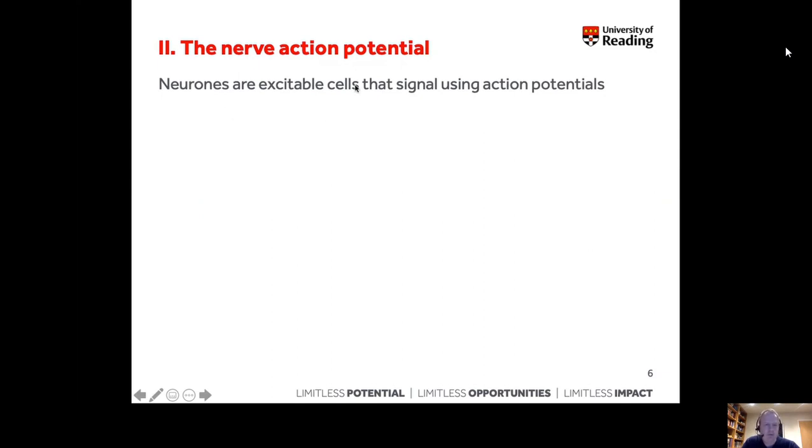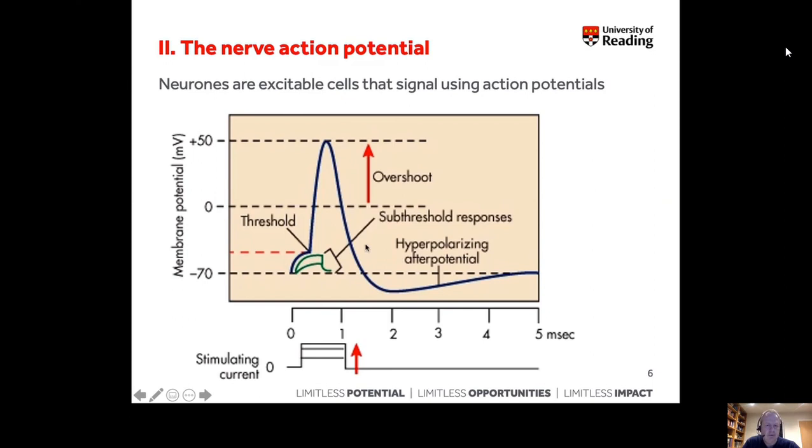So neurons are excitable cells and signal using something called action potentials, and we're going to tell you about the nerve action potential now. This is what a nerve action potential looks like, and maybe we should spend a little bit of time describing this in more detail. Essentially our neurons are sitting at what we call a resting potential of around minus 70 millivolts. So at rest, our nerves are sitting around minus 70.